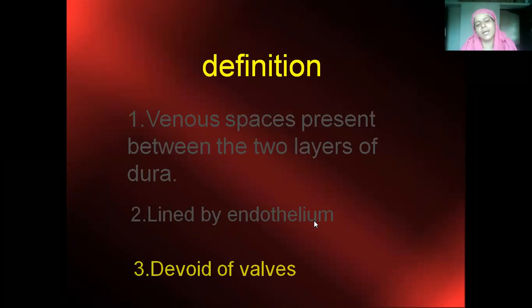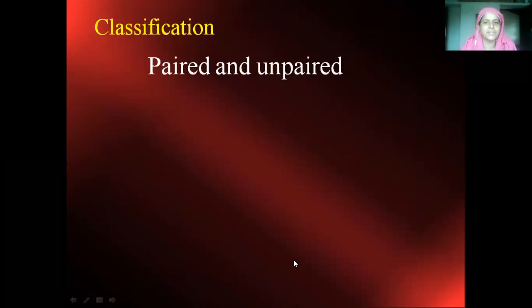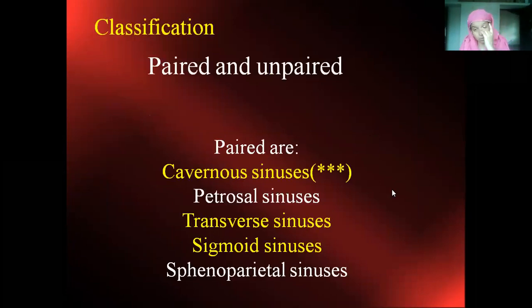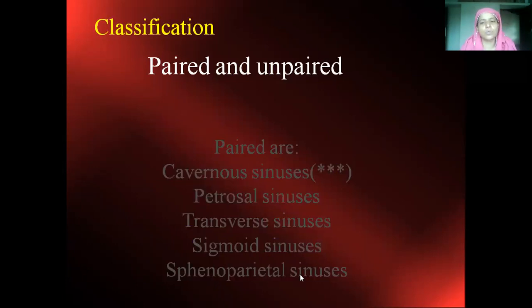Venous spaces between the two layers of dura mater. So it is lined by endothelium. It doesn't have any valves. So we have paired dural venous sinuses, and I'll show you pictures. We have unpaired dural venous sinuses. The paired ones are cavernous sinus, greater and lesser petrosal sinus, transverse sinus, 2 in number, sigmoid sinus, 2 in number, and sphenoparietal sinuses, also 2 in number.